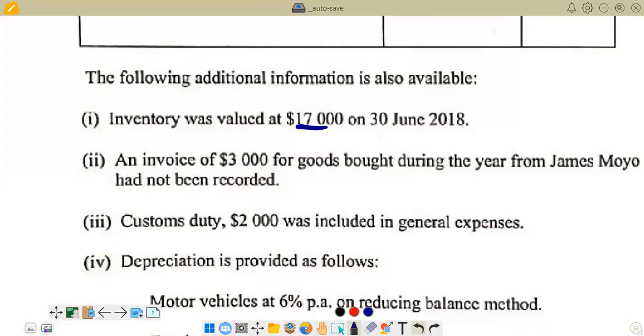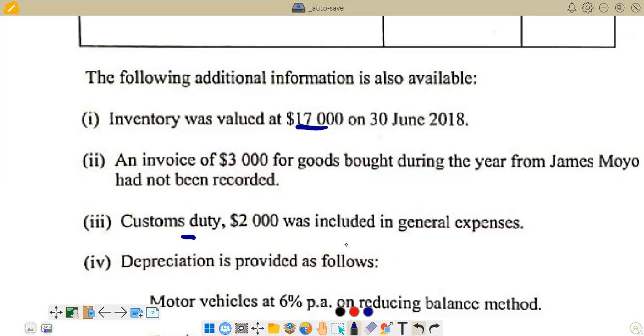The next one is customs duties: 2,000 was included in general expenses. What does it mean? We know customs duties are included in the trading account. As we add our carriage, we also add our customs duties. So the figure for customs duties that we have in the list of balances is less by 2,000. We need to add it to customs duties. So we're going to add 2,000 to customs duties. And in the general expenses, there's a 2,000 which is not supposed to be there, so we need to subtract it from the figure for general expenses. It's now in the profit and loss under the operating expenses. So that's the correction that we have on item 3.